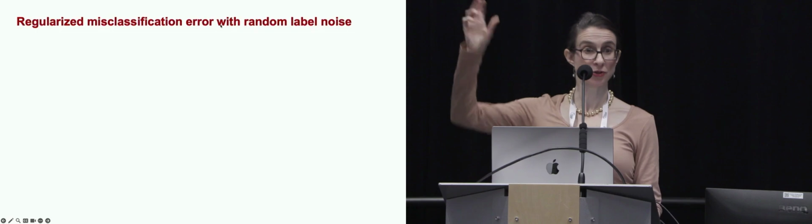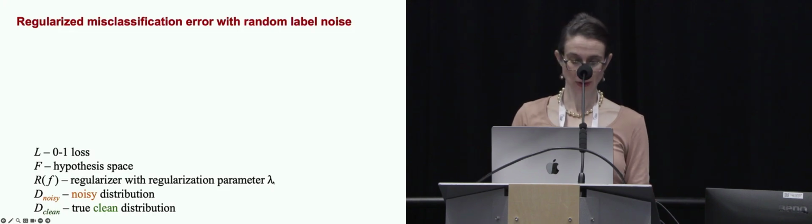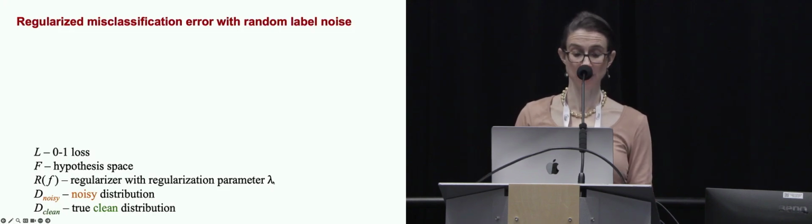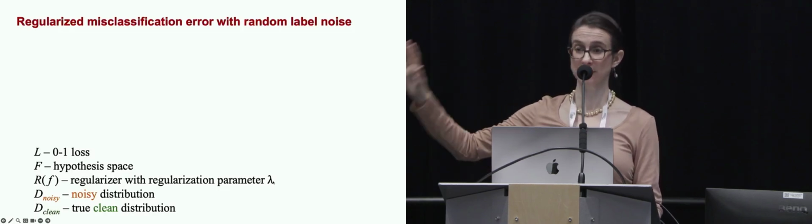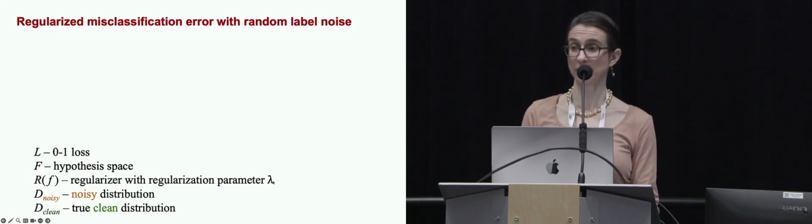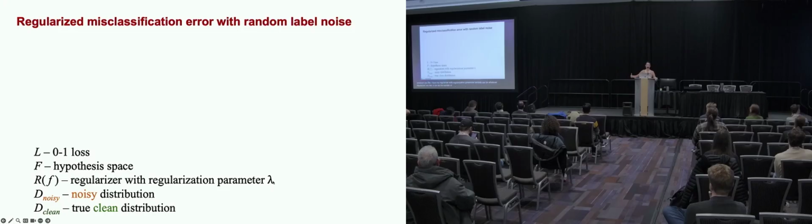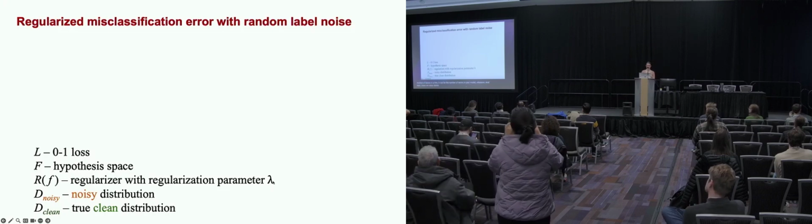So I'm going to talk about regularized misclassification error, so just 0-1 classification error, okay, and random label noise. Here I have 0-1 loss, I have my hypothesis space, it can be any hypothesis space: linear models, decision trees, additive models, whatever you like. I have my regularizer with regularization parameter lambda. It can be whatever regularizer you like. It can be the number of leaves in a tree, it can be the number of terms in your model, whatever. And then I have my noisy distribution and my clean distribution.